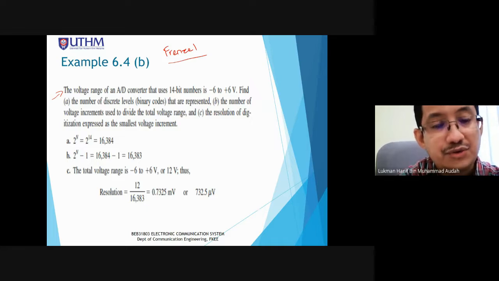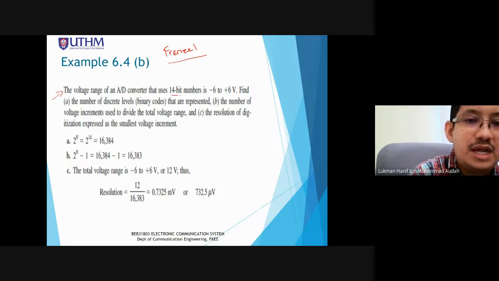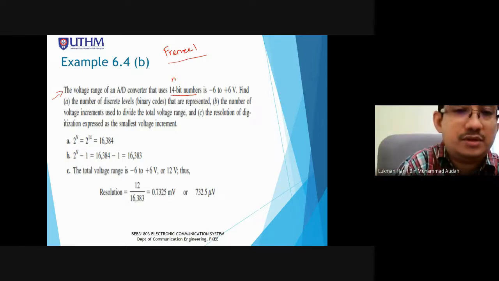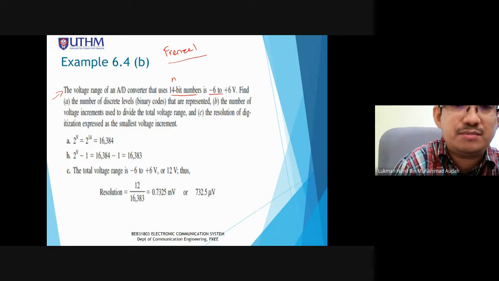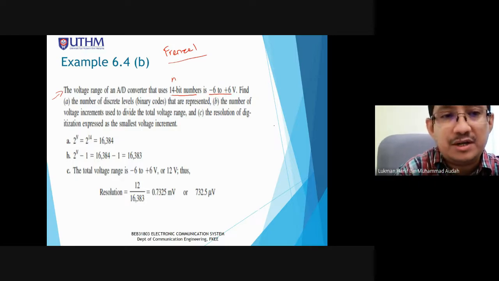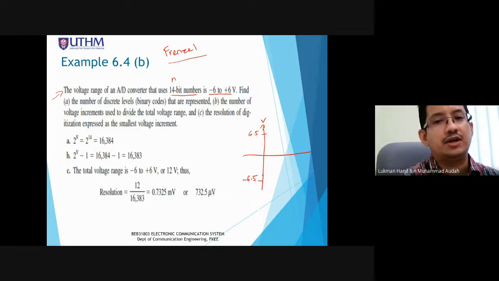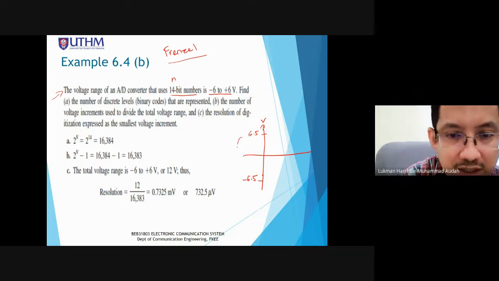If you see that the voltage range of analog to digital converter use 14-bit numbers. Dia punya N dia besar, sama dengan 14 bit. Okay, and the range of voltage is between -6 to 6 volt. Maknanya kita punya quantization level itu daripada 6.5 volt until -6.5. Okay, ada berapa banyak level lah, nanti kita akan lihat.